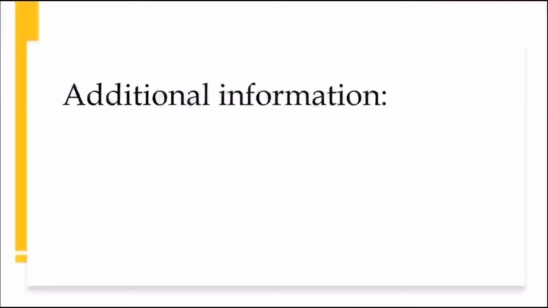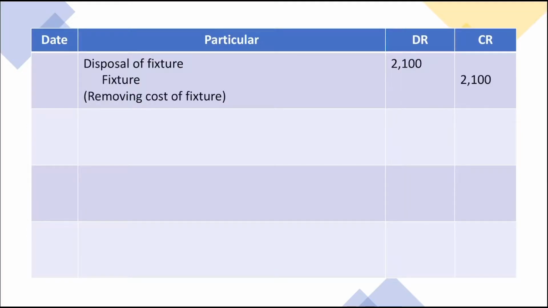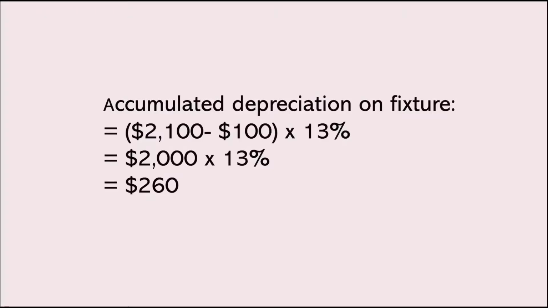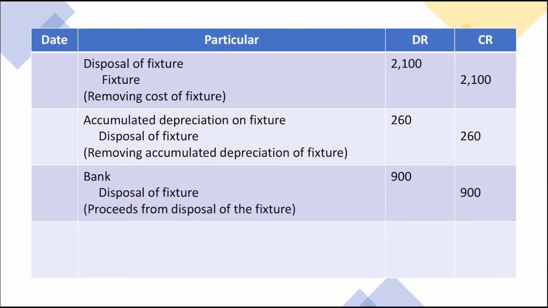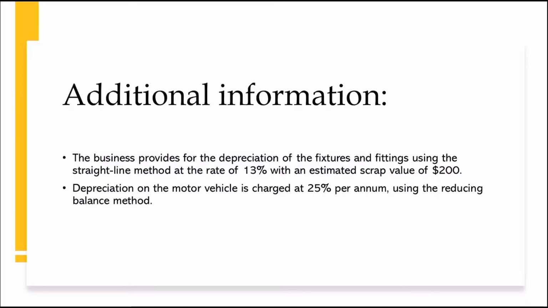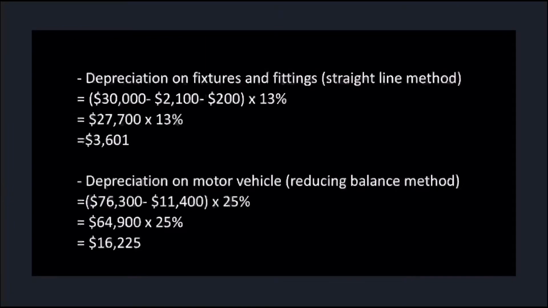The next adjustment was for the disposal of a fixture. I started by removing the cost of the fixture and then the accumulated depreciation, which I've calculated as shown. Then I recorded the proceeds from the disposal of the fixture and closed off the disposal account. The last adjustment I made was for the depreciation of non-current assets. These were the calculations under the straight line method and the reducing balance method.